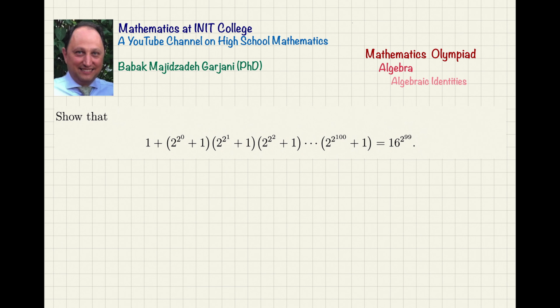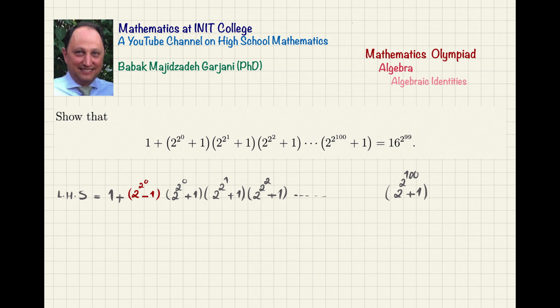Okay. My strategy in solving this problem is to start manipulating the left-hand side and reach the right-hand side. So I would write the left-hand side is equal to 1 plus, so let me change my color. I would write 2 to the power of 2 to the power of 0 minus 1. I will explain this shortly. And then I would write 2 to the power of 2 to the power of 0 plus 1. Then 2 to the power of 2 to the power of 1 plus 1. And then 2 to the power of 2 to the power of 2 plus 1. And this, of course, will continue until I reach the last pair of brackets, so 2 to the power of 2 to the power of 100 plus 1.